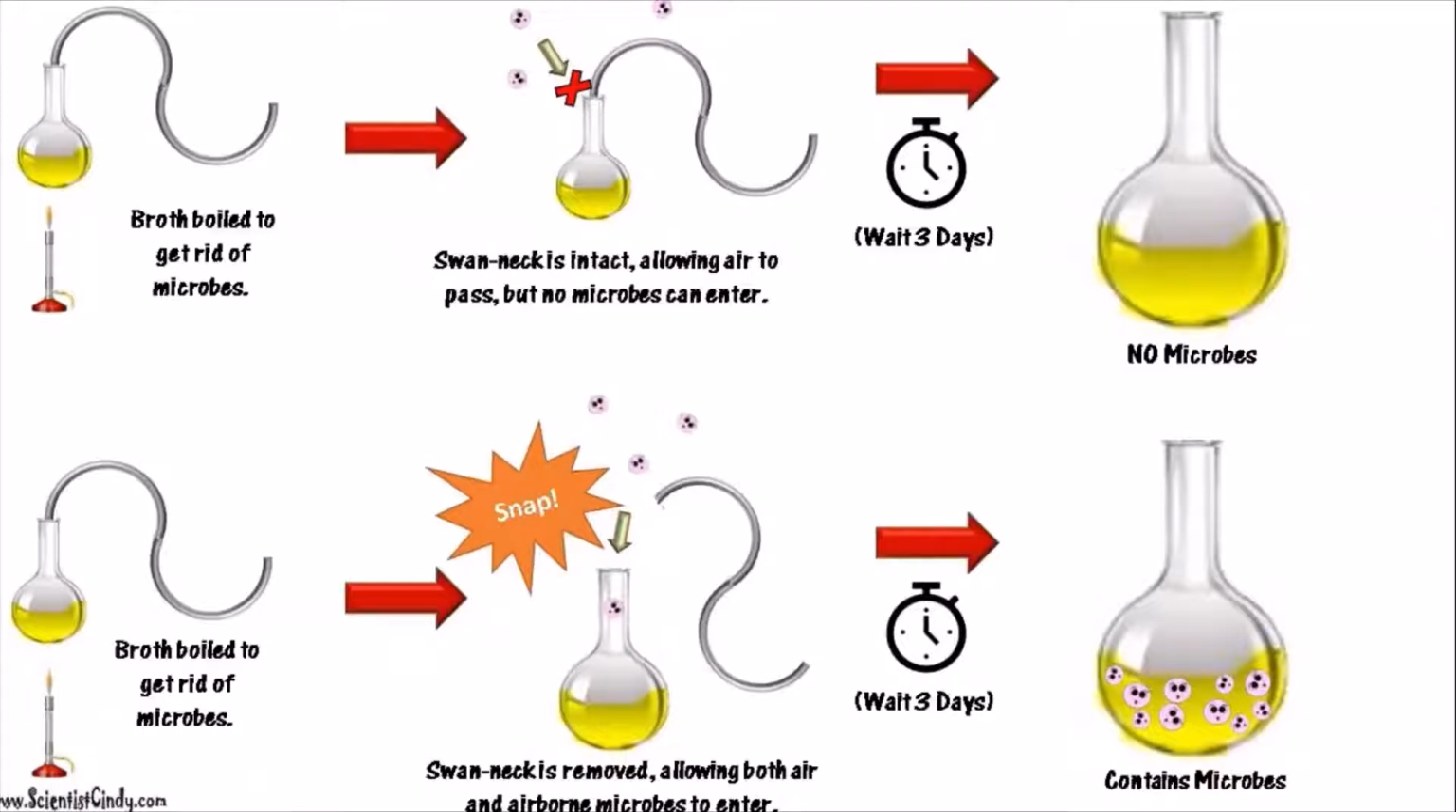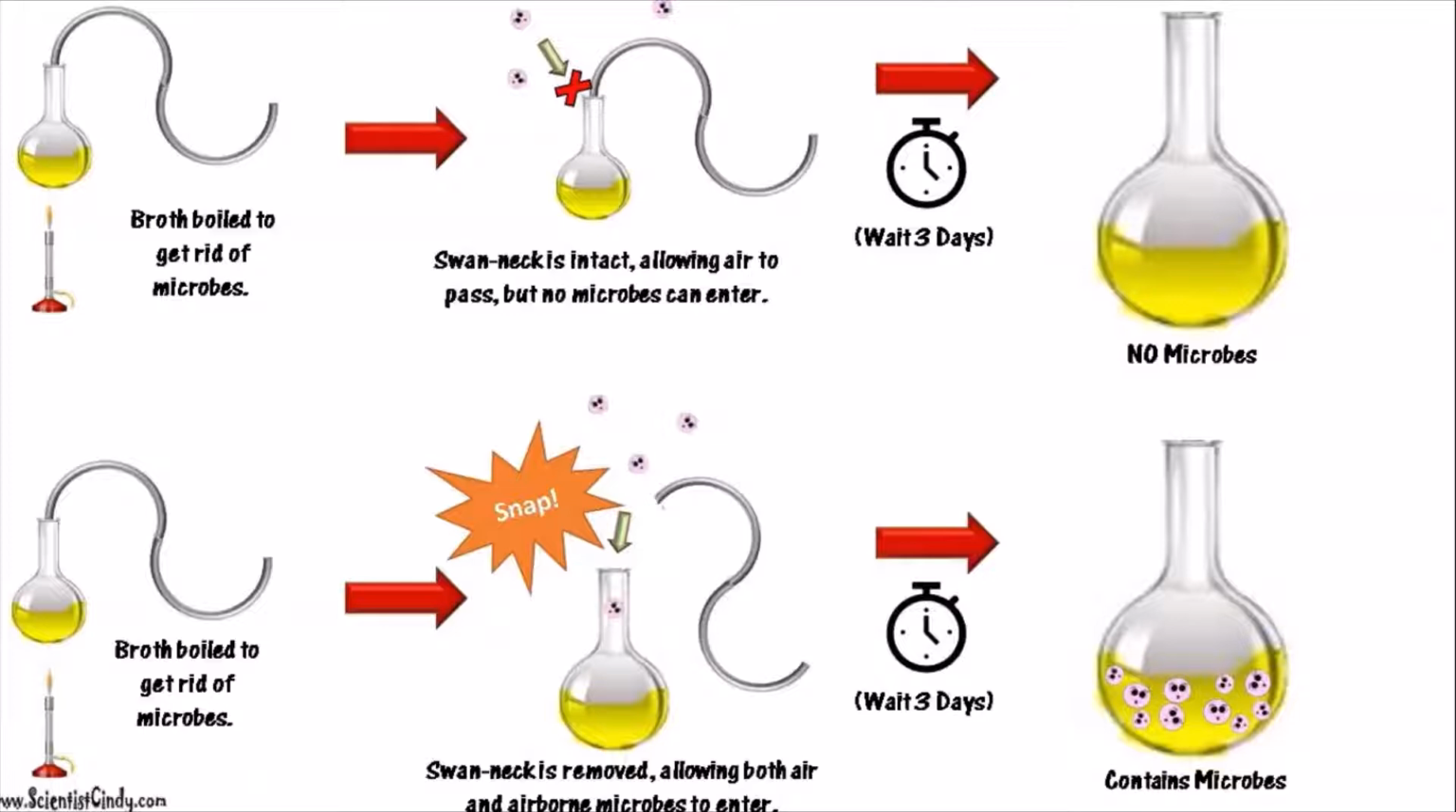When the swan neck is intact, allowing air in, what happens is the swan neck traps certain microorganisms. It allows air to come in, but at the same time it traps microbes. So he boiled the broth, allowed air to come in, and no microbes were allowed to enter. He waited 3 days, and then he tested it, and there were no microbes.